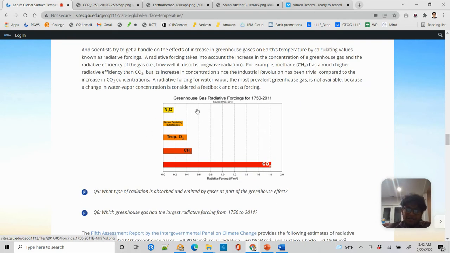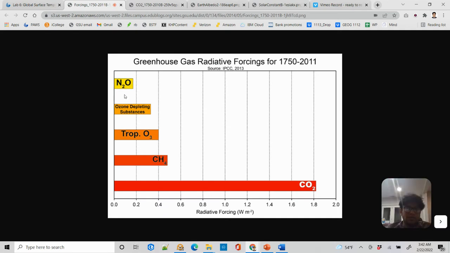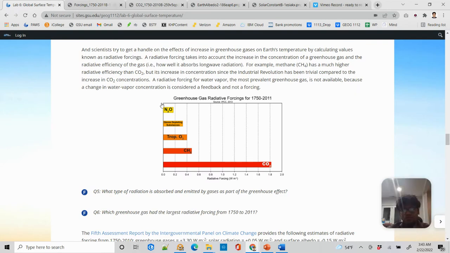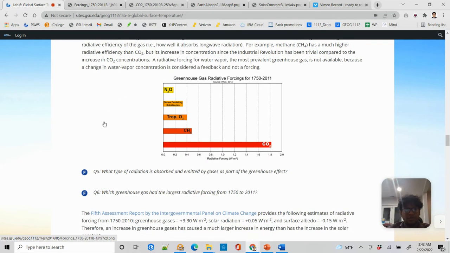Then there is greenhouse gases radiative forcing from 1750 to 2011. If you look at it, just open this one: nitrogen dioxide, ozone, tropospheric ozone, ozone depleting substances, methane, and carbon dioxide. You can see that carbon dioxide has the highest radiative forcing among all other greenhouse gases. So you can understand which greenhouse gases we are talking about, and among them carbon dioxide has the highest radiative forcing, not in terms of its power but in terms of its quantity. When you go through the description, you will be able to understand what I'm talking about.